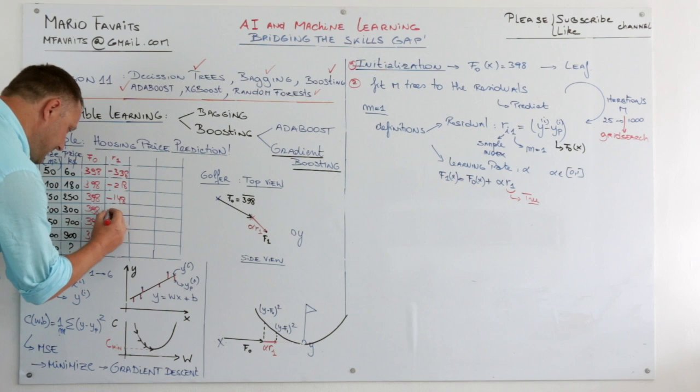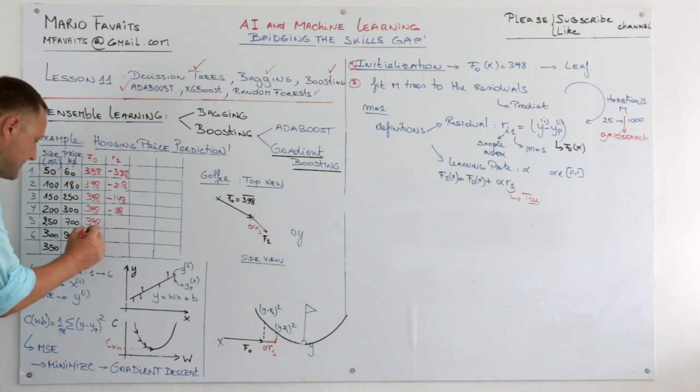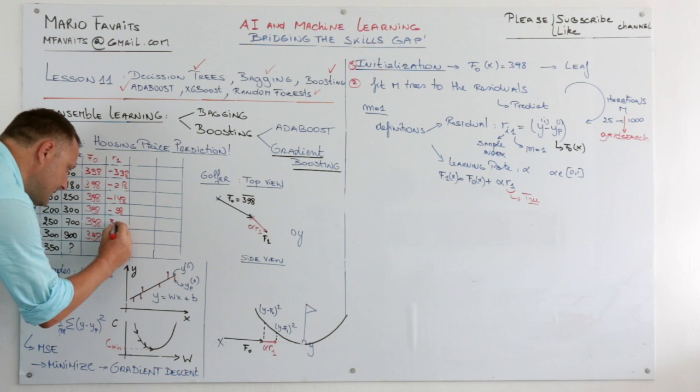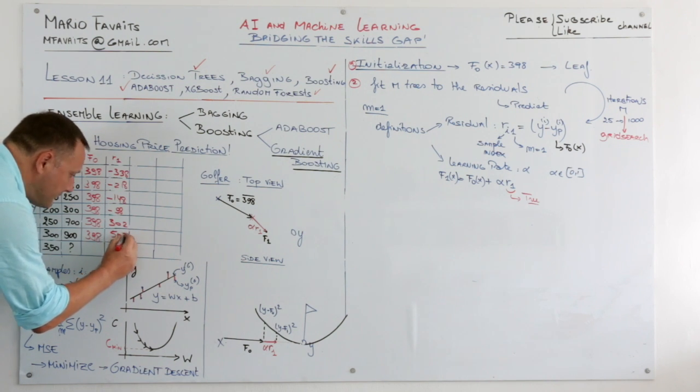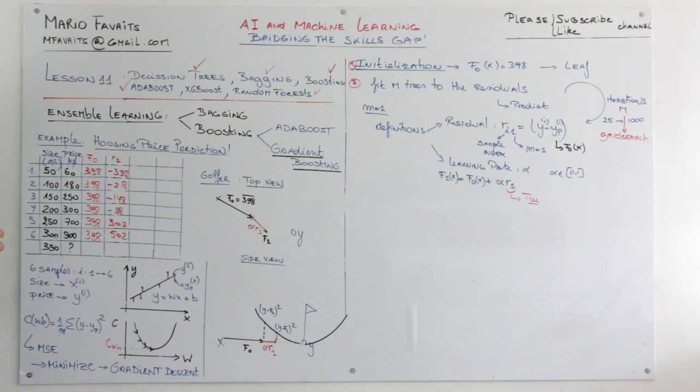300 minus 398 is minus 98. These are all minus, and the last ones are pluses. That's 302 and that is 502. Okay, so we have our initial guess and we have a residual, and now we're going to fit a tree to that residual using the size data. So we're going to use our data.